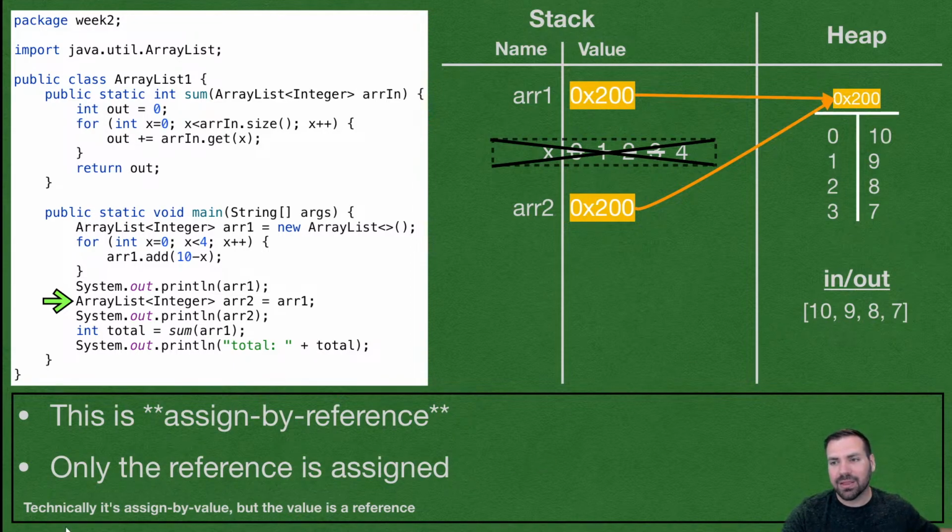And technically, I got to throw the caveats out there whenever they come up. Technically, this is assigned by value, but the value is a reference. So I incorrectly usually shorten this to just assign by reference because I don't feel like every single time saying assign the reference by value or assign by value with the value being a reference. I'll call it incorrectly assign by reference just for the sake of brevity. But assign by reference is technically a different thing.